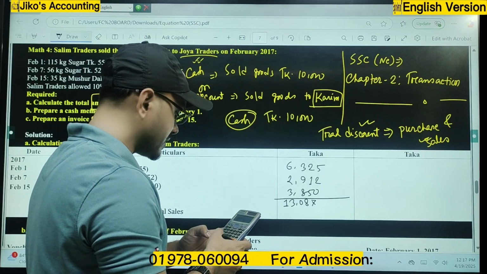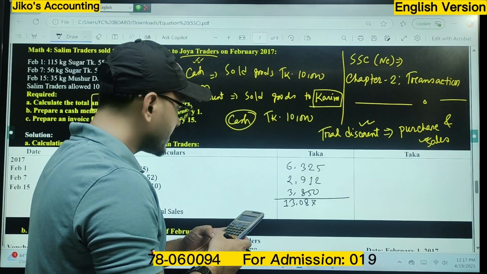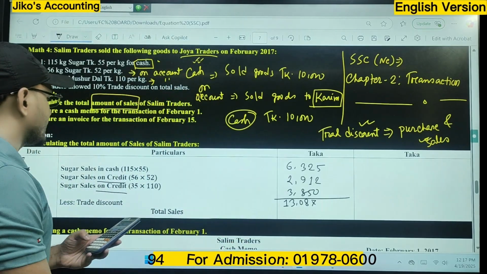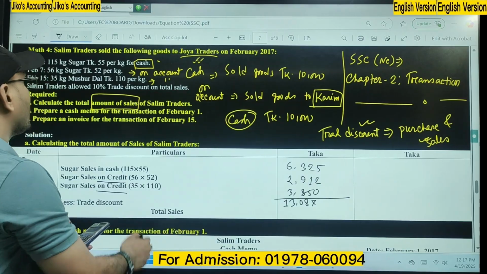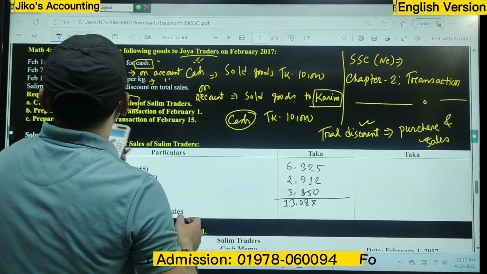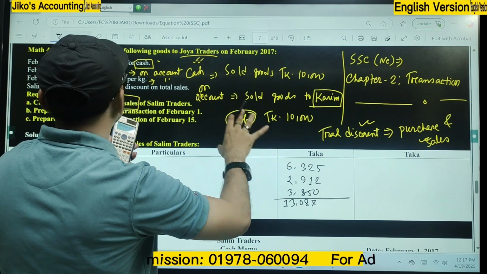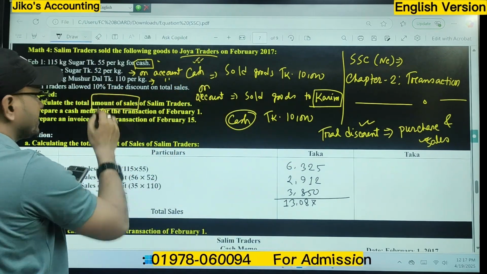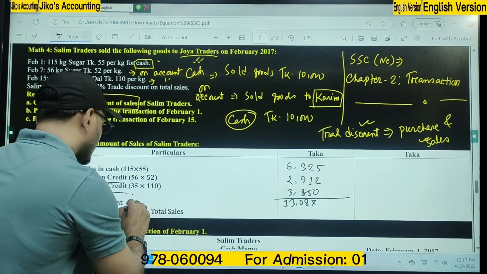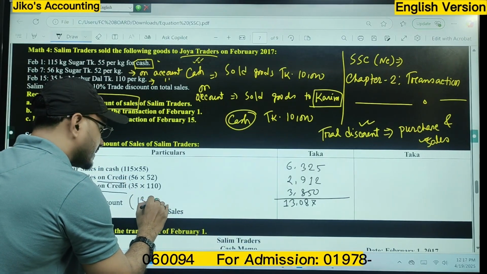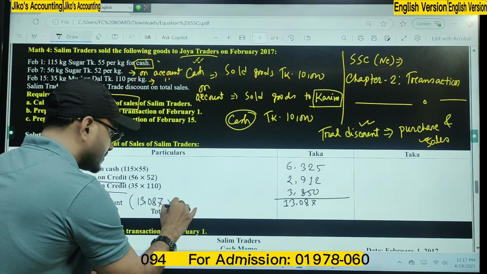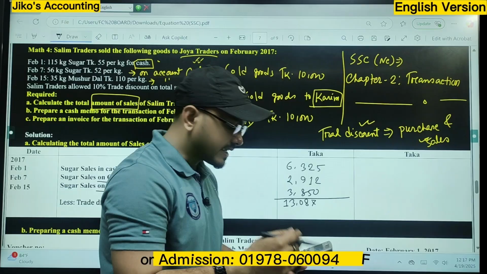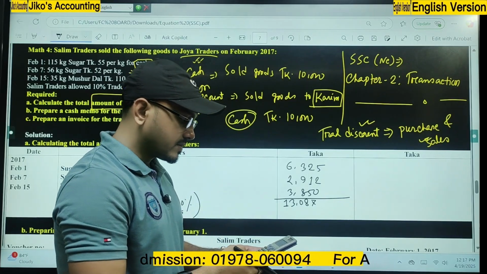25 plus 2912 plus 3850. What is our total amount here? 13,787. Now, whenever Solitaire sold these goods at that time, how much discount would be given? 10%. So 13,087 into 10%. Deduct it. This deduct means I have to sacrifice this amount to here.